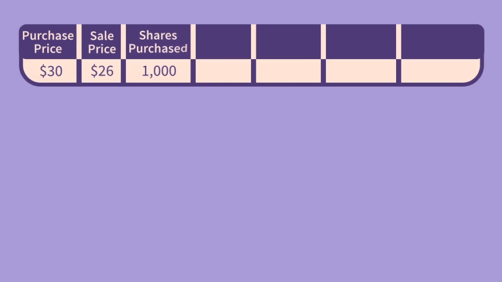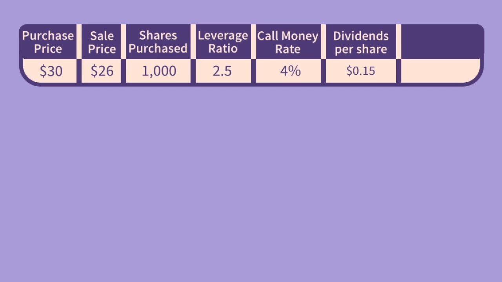A trader buys 1,000 shares of stock ABC at $30 and sells it 1 year later at $26. The trader has a leverage ratio of 2.5. The broker charged 4% on the loan, and ABC paid a dividend of 15 cents per share. The commission was $10 per trade.